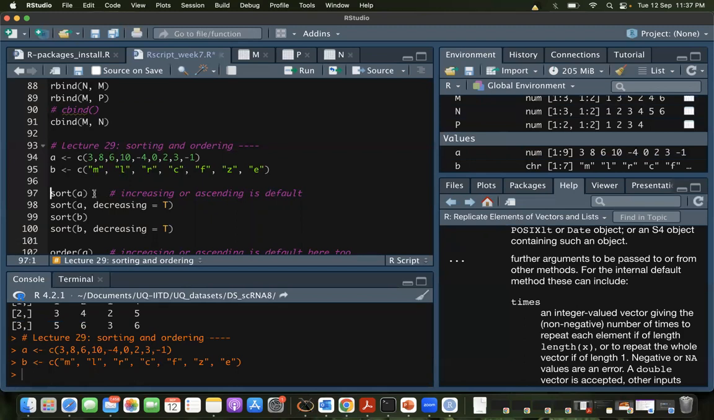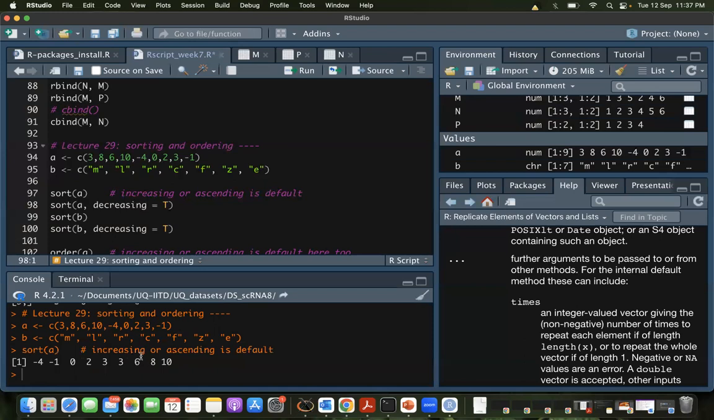sorting and ordering. Sorting is basically what you think of doing intuitively. You want to arrange them in ascending or descending order. By default, ascending or increasing order is used, so you'll start off with the smallest number here. Here it's going to be -4, then -1, and then 0, 2, 3, 3, 6, 8, 10, like that. If I do sort, that's going to give you the output. The option here is to specify decreasing as true or false. By default, decreasing is false.